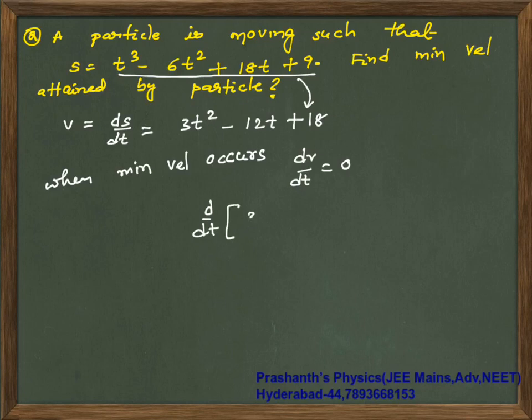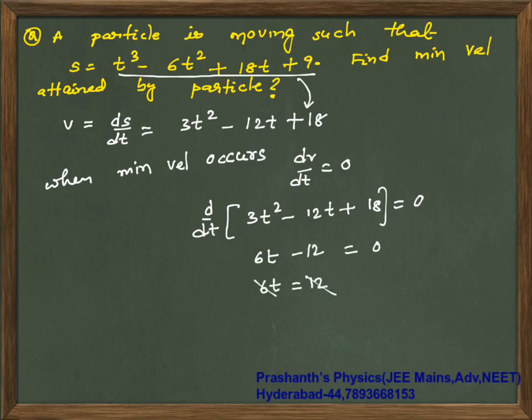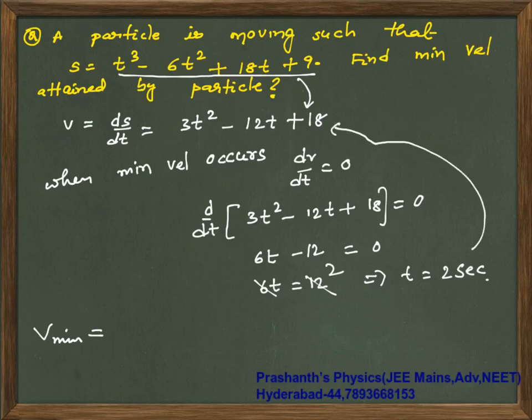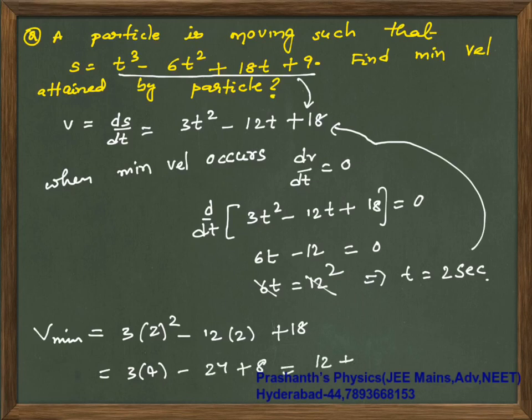So that means your d by dt of 3t square minus 12t plus 18 is equal to 0. So that will give you 6t minus 12 is equal to 0. 6t equal to 12, 6 twos are 12, so that implies t is equal to 2 seconds. So your v min is, substitute this 2 seconds into this velocity. So that will give you 3 times 2 square minus 12 times 2 plus 18. So 3 times 4 minus 24 plus 8.